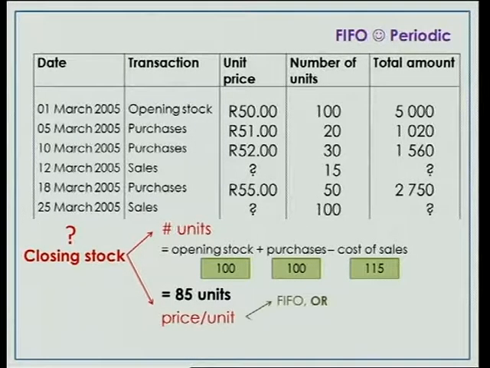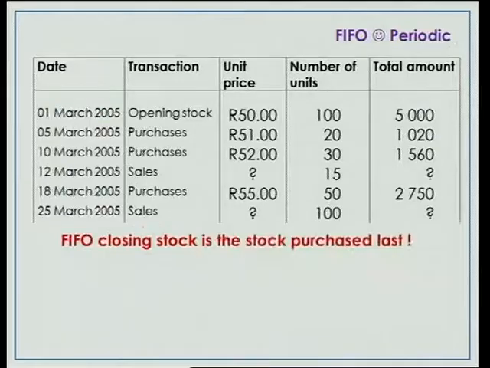Okay. So we're using the FIFO method. So the closing stock is now the stock that we purchased last. So how many units do we have? 85. Okay. What's the value of the stock that we purchased last? There's 50 units there. What's the value of those 50 units? It is 55 rand. You see. Okay. But that doesn't bring us to 85. That's only 50.